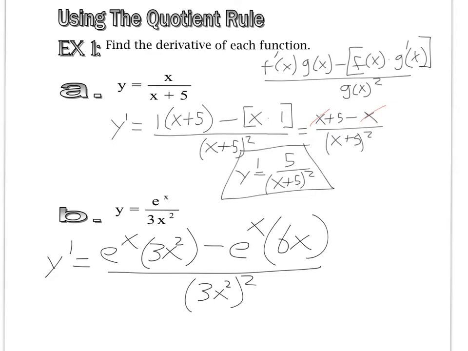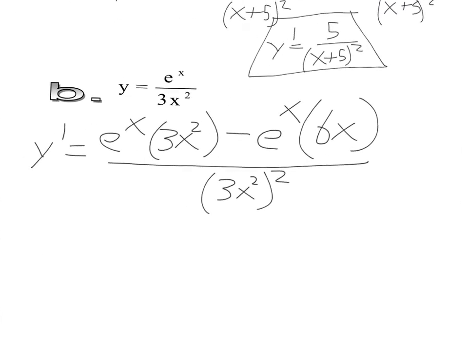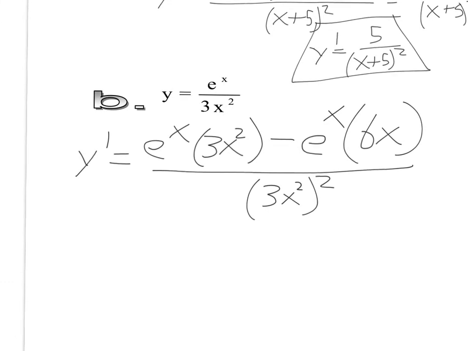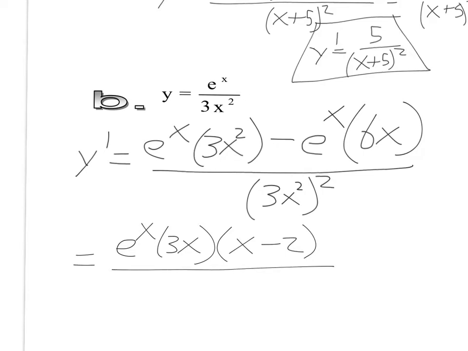Now, quite a few things we can simplify here, and I would recommend that you do that. For example, you could definitely factor out an e to the x, a 3, and an x from everything. So that's what I'm going to do. And I'm left with an x minus 2. And if I wanted to go ahead and square this, let's just write it as 3 squared. I'll show you why in a second.